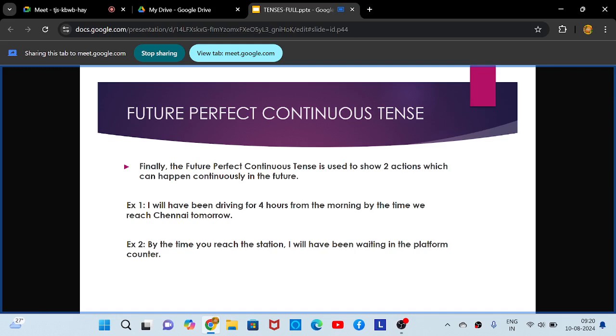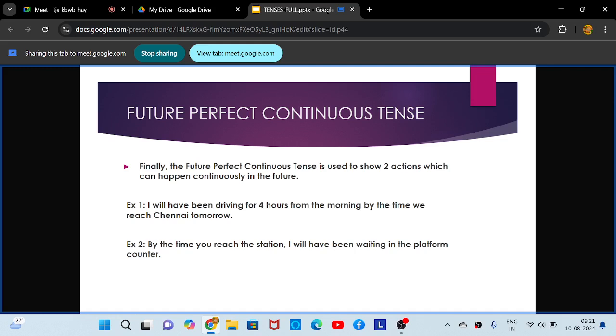From the morning. Okay, I started driving, still driving. And it will end only by the time we reach Chennai tomorrow. So here I have mentioned that 2 actions will take place. What are those 2 actions? One is driving and the other one is reaching Chennai. You will reach Chennai only if you drive, that is correct. But 2 actions, 2 verbs are given here. One is the verb called driving and the second verb is reaching. Clear?